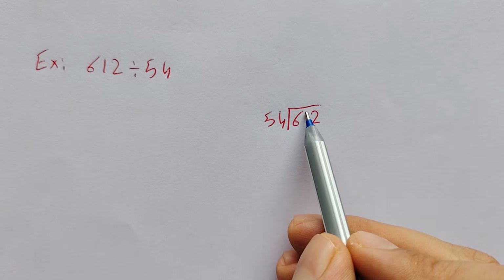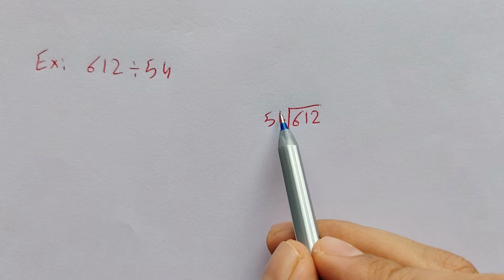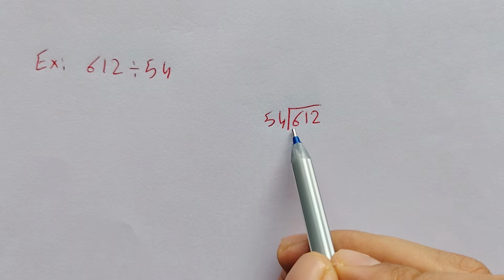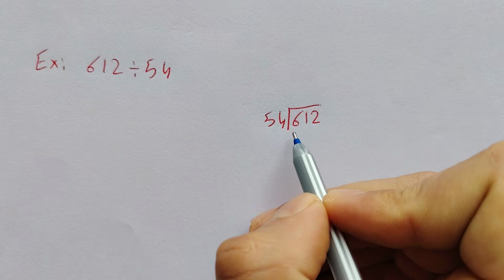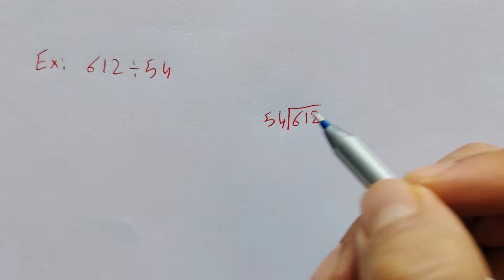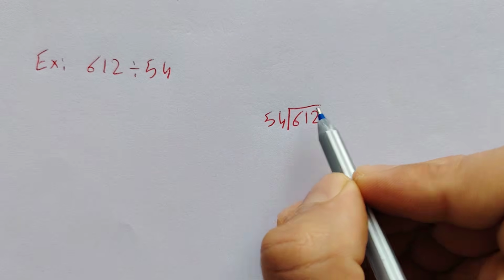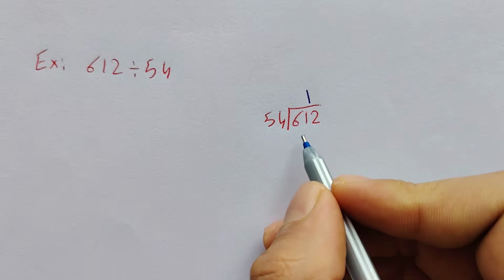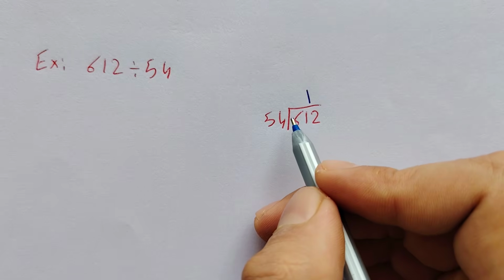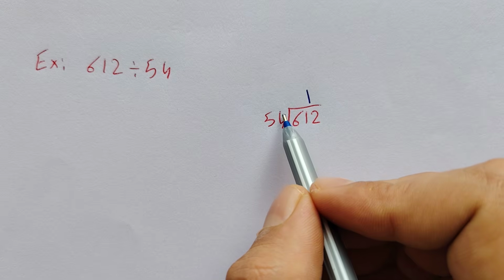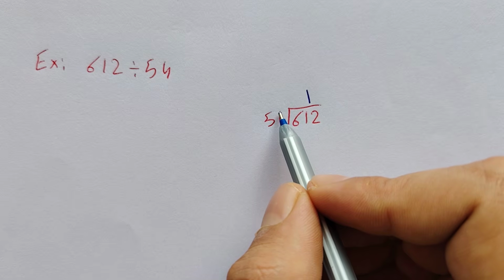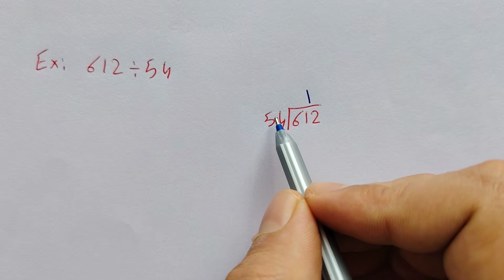Now 61, we take 2 digits. 61 divided by 54, cover the last digit. 6, cover the last digit. 5. 6 divided by 5. How many 5s do we have inside 6? Or what's the closest multiplication of 5 that's equal or less than 6? Which is 1. 1 times. Now be careful with that. When you cover it, you only cover the last digit for the division, not for the multiplication.